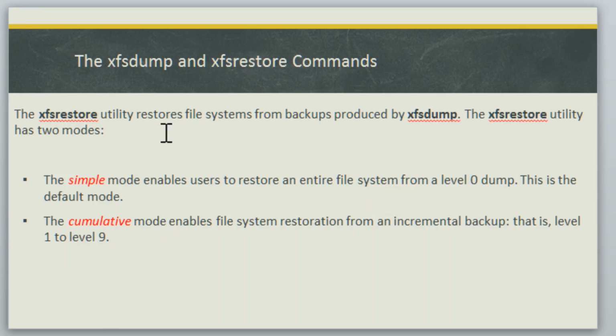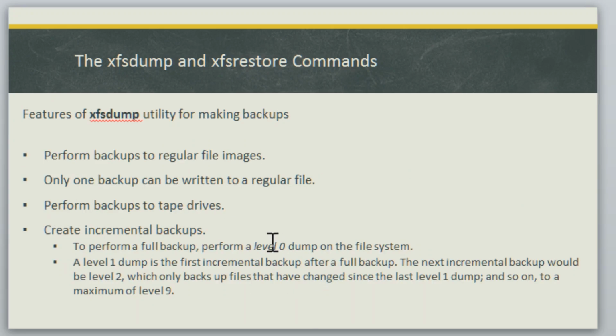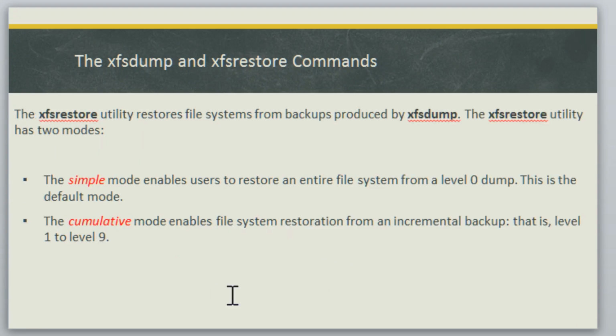So as we said, there are two modes here. We have the simple mode, which enables users to restore an entire file system from a level 0 dump. Remember, a level 0 dump is a full backup. This is the default mode. There is also a cumulative mode, which enables file system restorations from an incremental backup, that is level 1 to 9. So we could say, okay, on this one, let's only restore things from levels 2 or 3. That way you're only restoring things for the most recent backups, right?